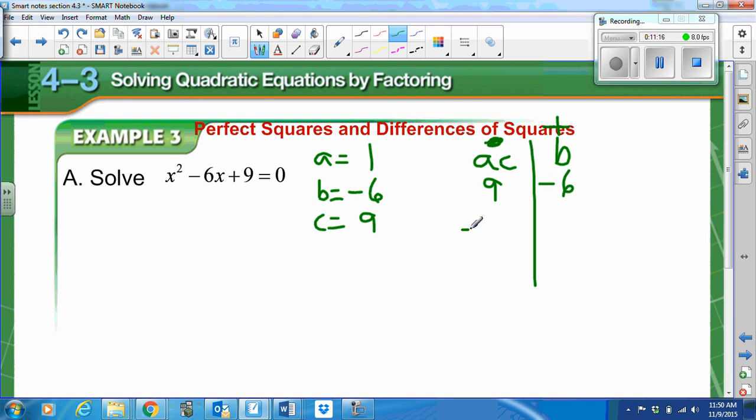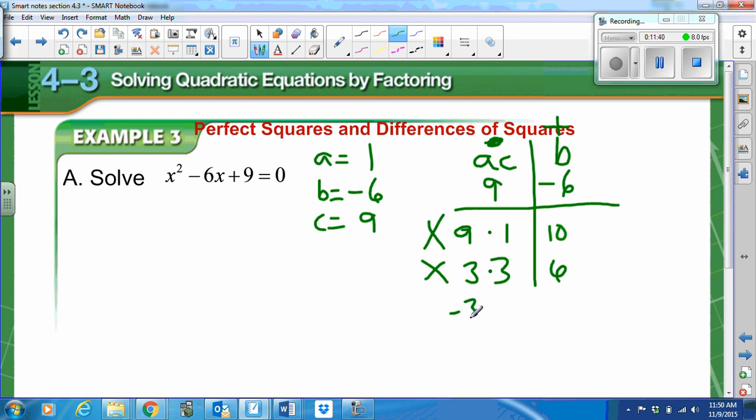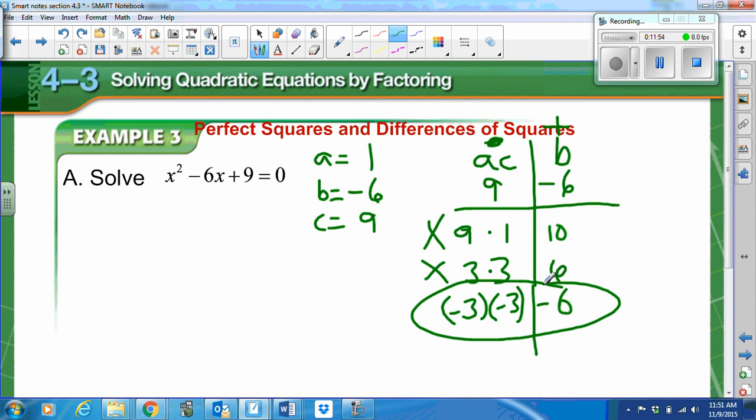And so we can start by saying, well, what is 9 times 1? Well, 9 times 1 is 9, but 9 plus 1 is 10. That doesn't give us the sum of -6 that we want. So let's say 3 times 3. 3 times 3 equals 9, 3 plus 3 is positive 6, and that doesn't give us the -6 that we want. But we're close. So what if I say -3 times -3? Well, -3 times -3 gives us positive 9, and -3 plus -3 gives us -6. So that is the scenario that we want to use.